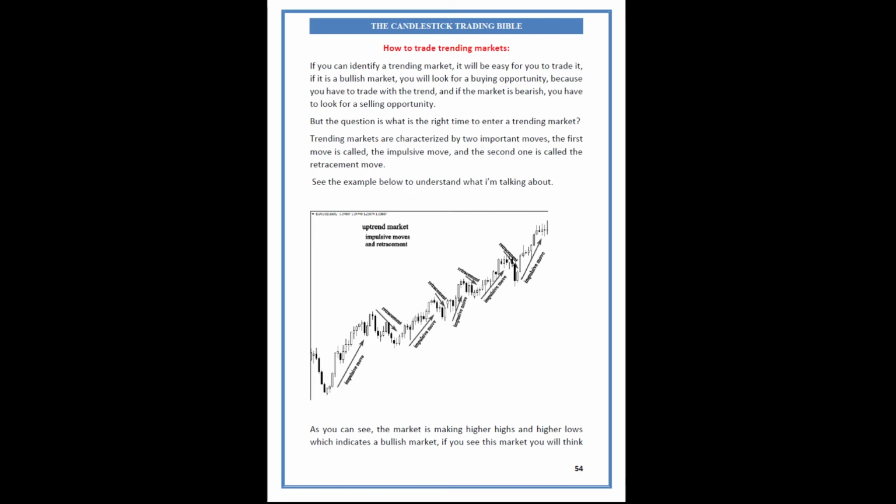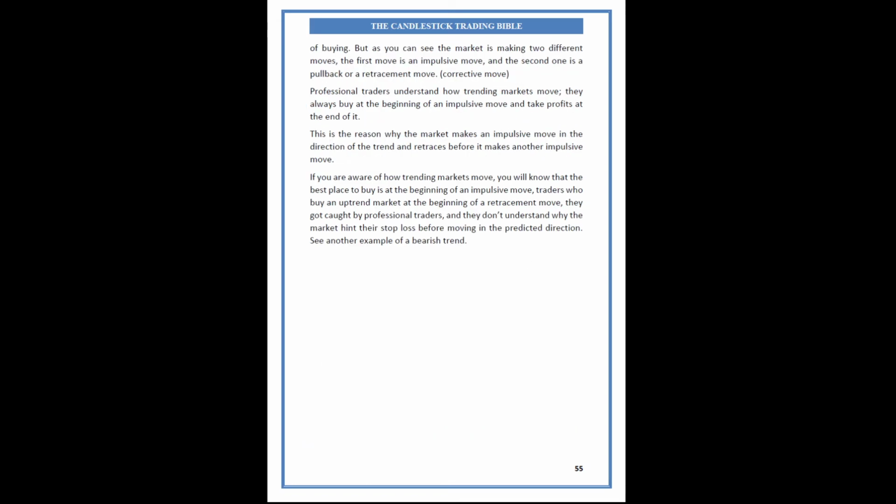As you can see, the market is making higher highs and higher lows, which indicates a bullish market. If you see this market, you will think of buying, but as you can see, the market is making two different moves. The first move is an impulsive move, and the second one is a pullback or a retracement move, a correction move. Professional traders understand how trending markets move. They always buy at the beginning of an impulsive move and take profits at the end of it. This is the reason why the market makes an impulsive move in the direction of the trend and retraces before it makes another impulsive move.